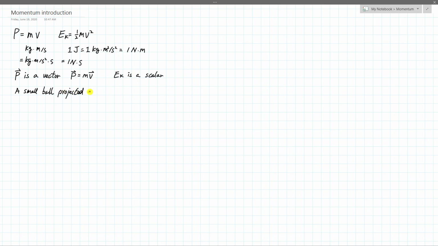So, a small ball projected at 5 meters per second. Let's say the mass of the small ball equals 0.01 kilograms. So 10 grams is a small plastic ball. Alright, so let's calculate momentum. This is just the magnitude, because the direction depends on which way the velocity is. So this is 0.01 times 5, no need to square, 0.05 kilogram meter per second, or if you want, 0.05 Newton second.